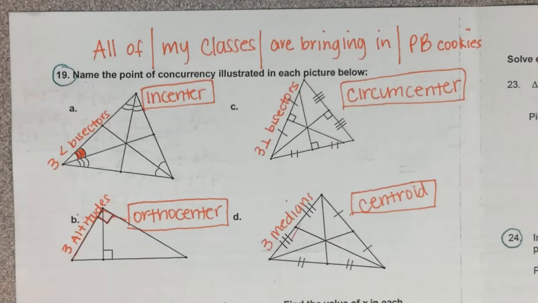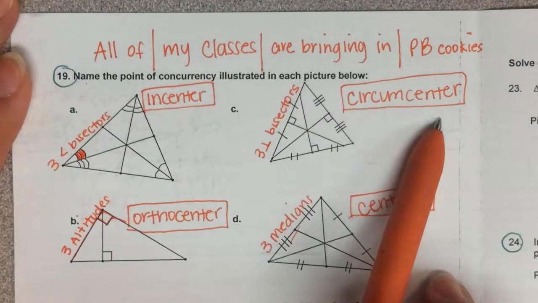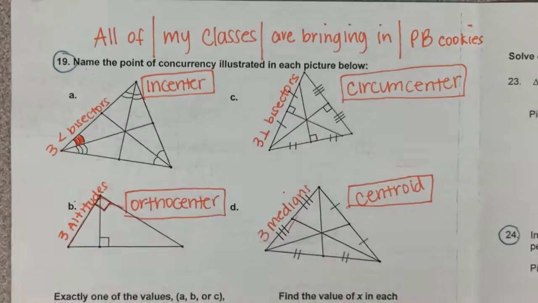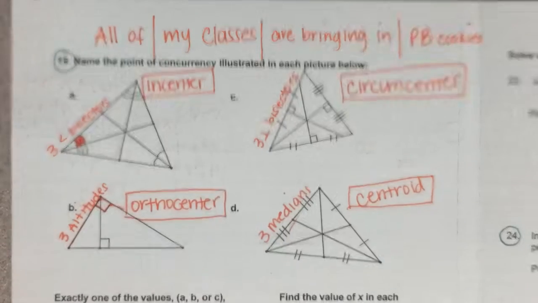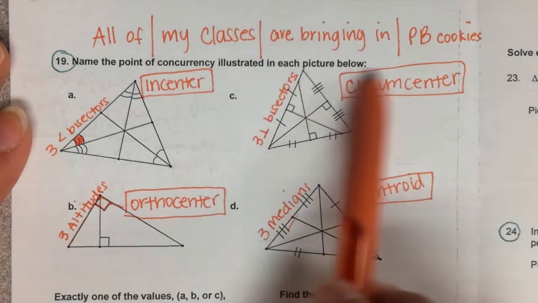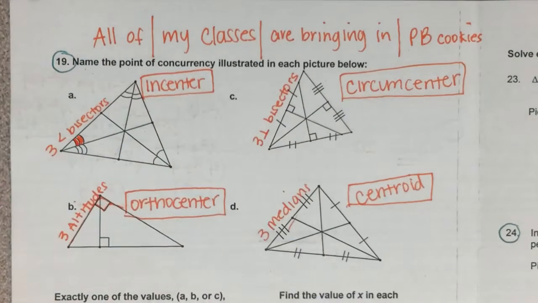And maybe you don't need to remember all of it. If you can remember peanut butter cookies, can you remember perpendicular bisector goes with circumcenter? If you can remember all of, can you remember altitude and orthocenter? My classes. So kind of pick whichever ones you're struggling with. I personally, bringing in is the hardest one for me to remember. But if I can remember all of my classes, peanut butter cookies, I got it down. Because then the one I don't remember is the one that I don't remember. Does that make sense? Okay?